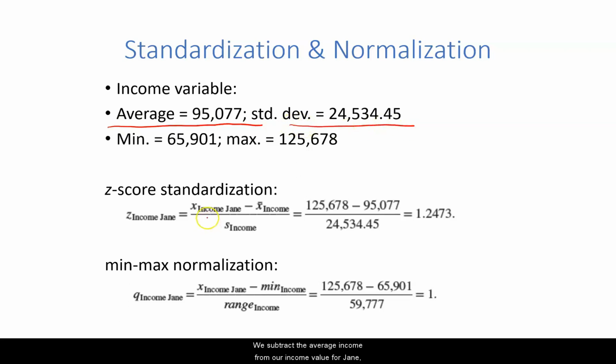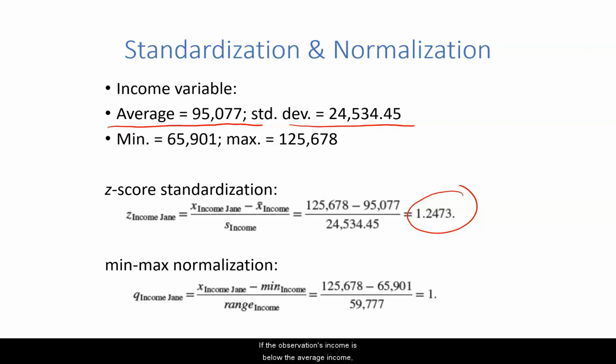We will subtract the average income from Jane's income and then divide the difference by the standard deviation of income. This provides us with a z-score of 1.2473, which means that Jane's income is 1.2473 standard deviations above the average income of the entire dataset.